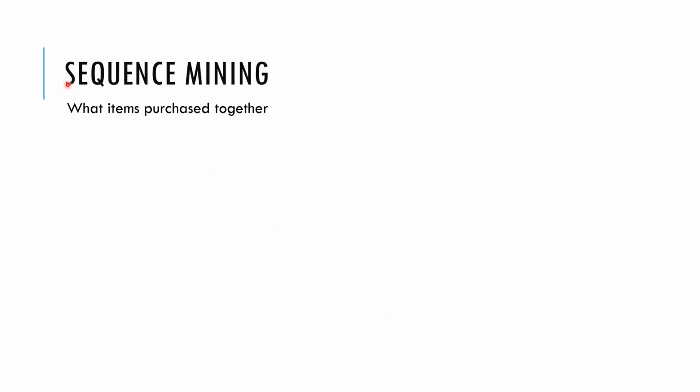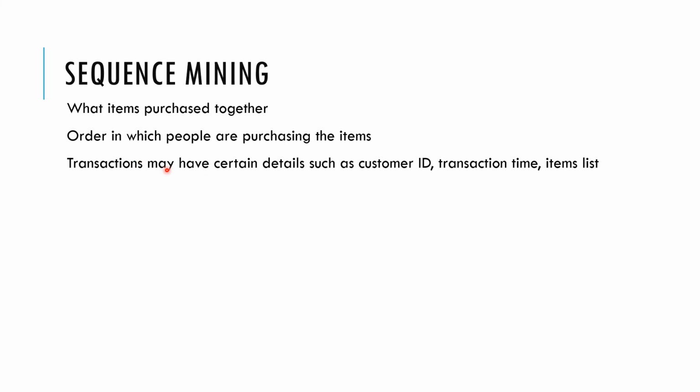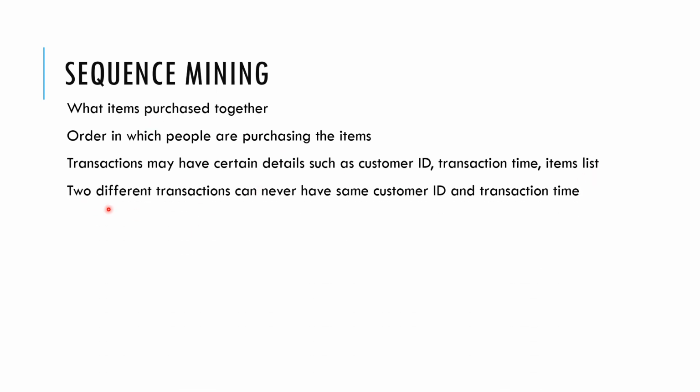Then sequence mining is one important method in market basket analysis. So how do we analyze the data? We look at what items are being purchased together, right? So these are the rules we follow. Then the order in which people are purchasing the items. Transactions may have certain details such as customer ID, transaction ID, items list and so on. So basically we are looking at the transactions for sequence mining. And then two different transactions can never have the same customer ID and transaction time.